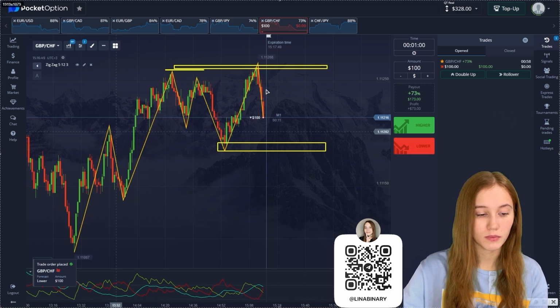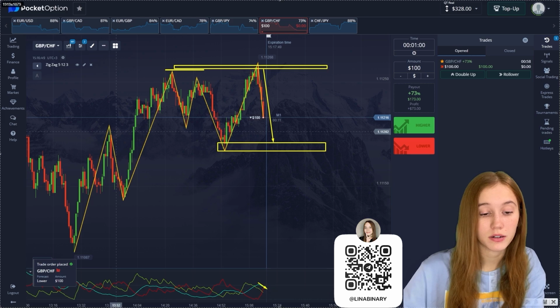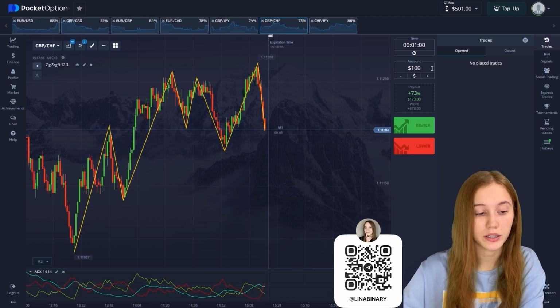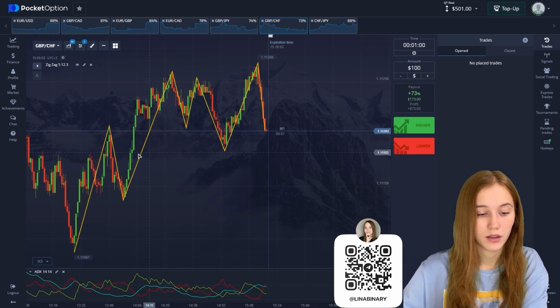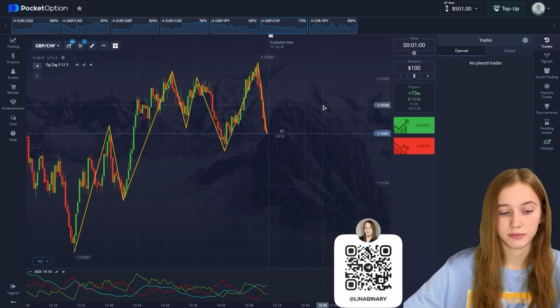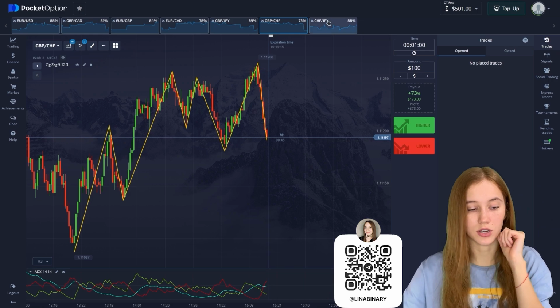So the intensity drops, some increasing, but this doesn't matter, and we just look. Yep, we're in the black. Our balance is $501. Good. Let's increase the deal amount on the next concept. Yeah, and now just $100.